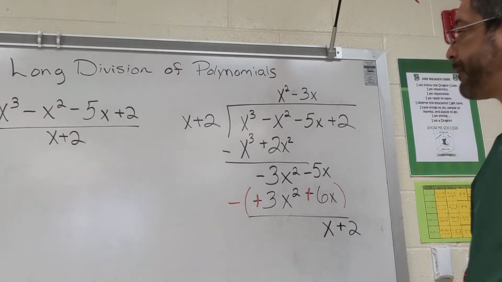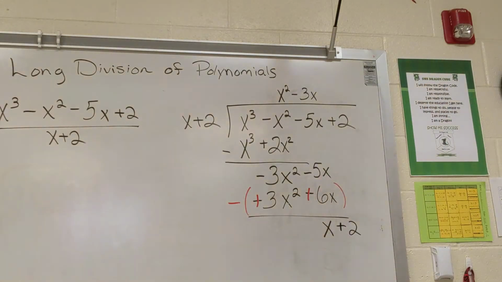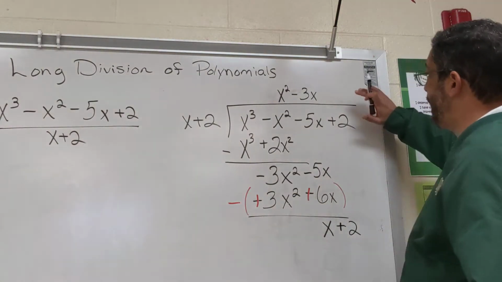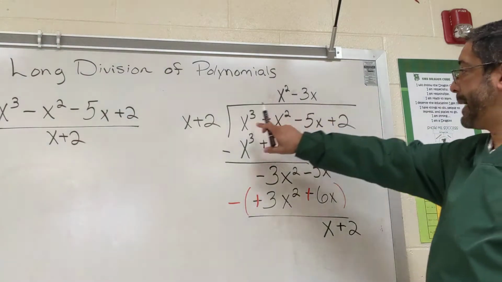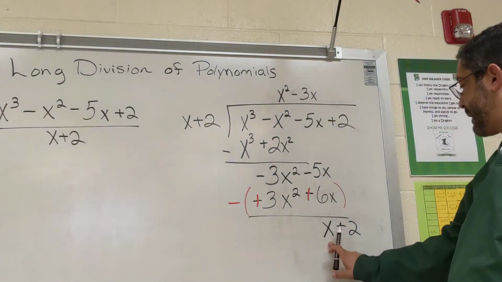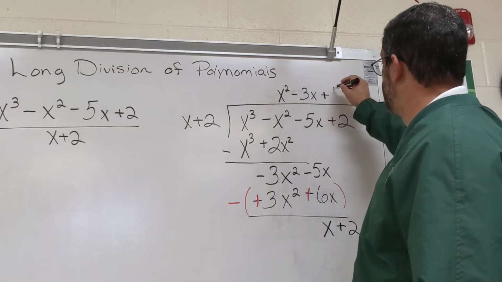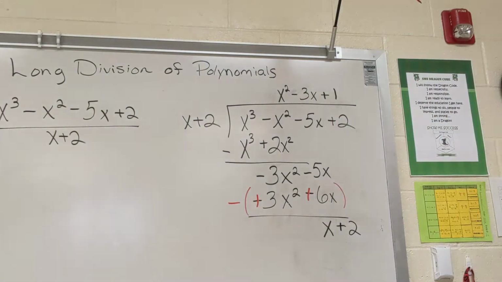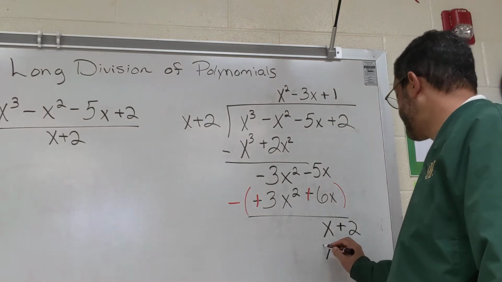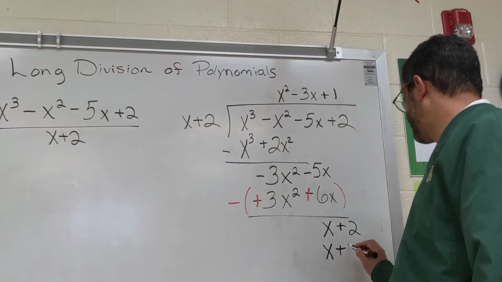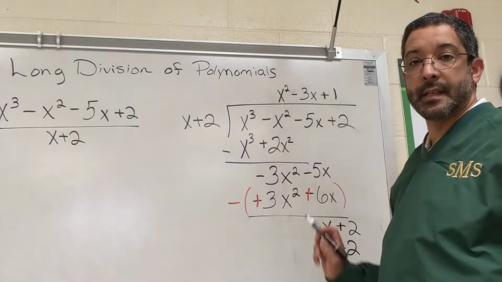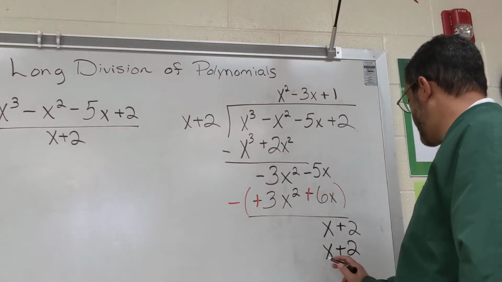the 2, and I ask myself the same question. What do I need to multiply x by to get an x? Positive 1. And when I do that, 1 times x is x, 1 times 2 is 2.